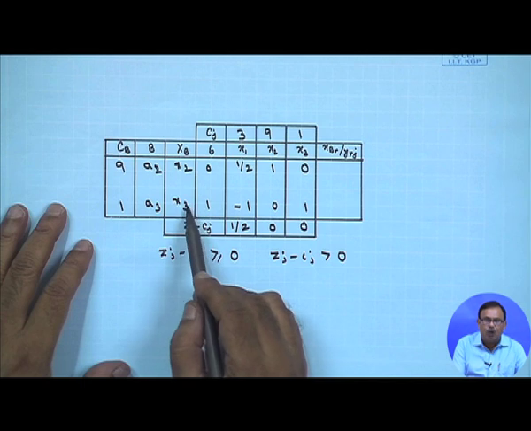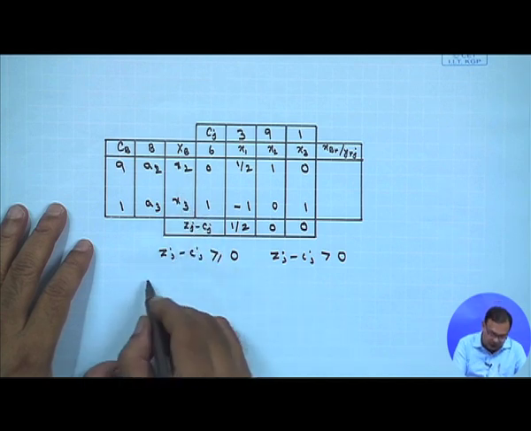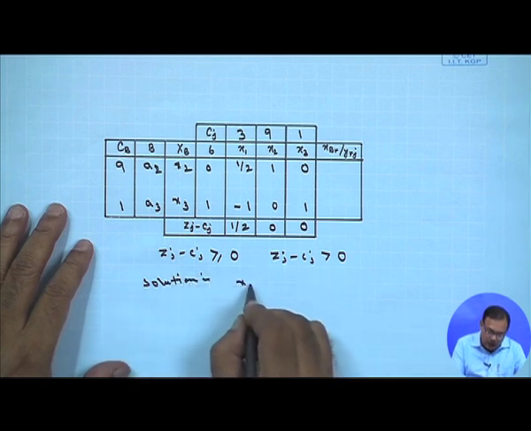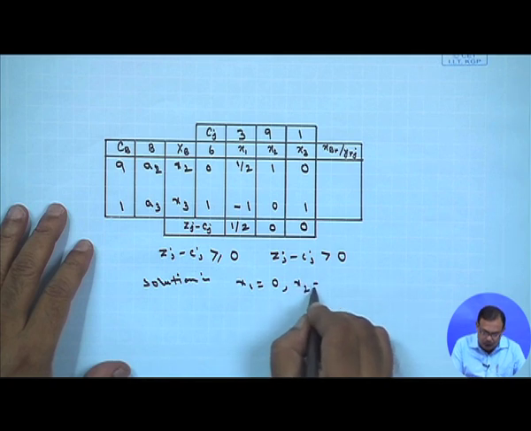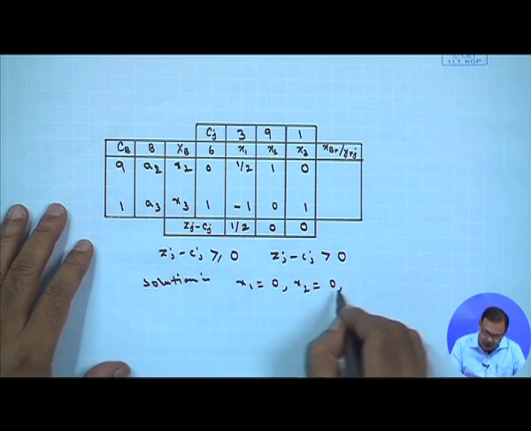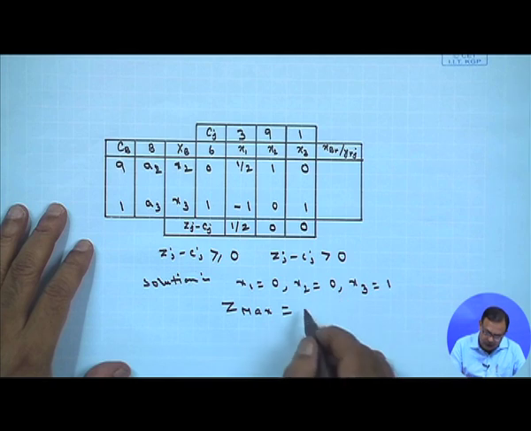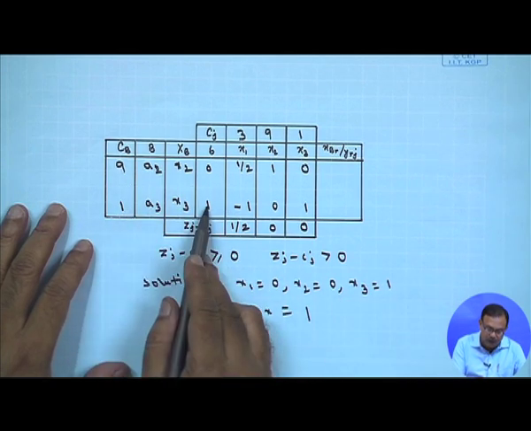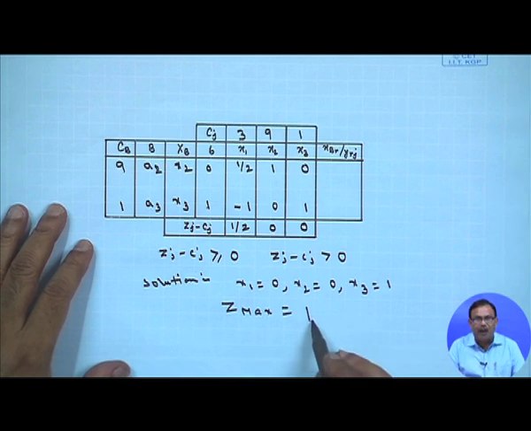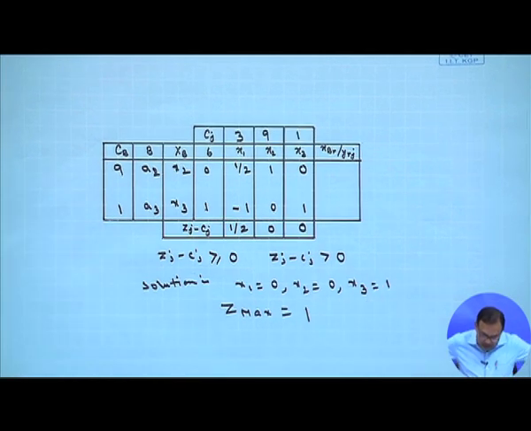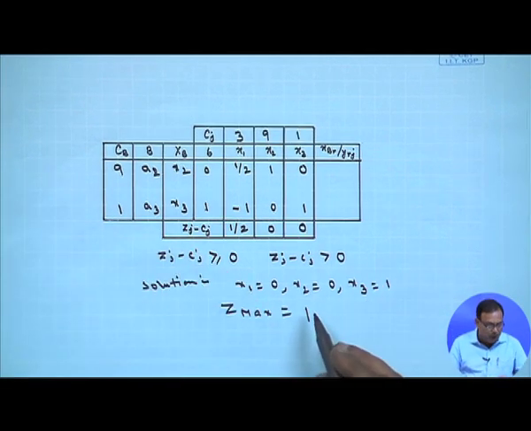In the basis, you have only two decision variables, x1 and x2. So your solution is x1 equals 0, x2 equals, from here, 0, and x3 is equal to 1, and Z max, that is the maximum value of Z, from here is this into 0 plus this into this. So 1 into 1. So the value of Z max is 1, because Z is CB into B. So Z max is equal to 1.